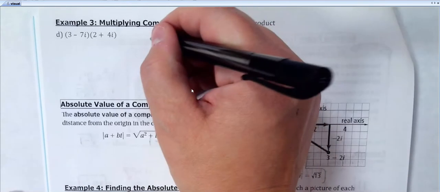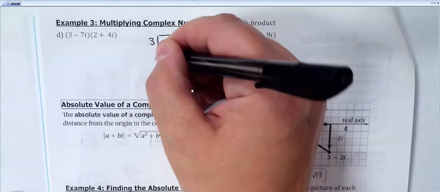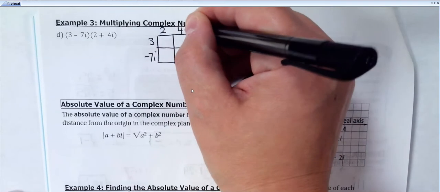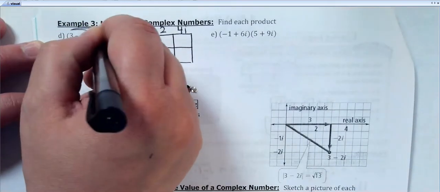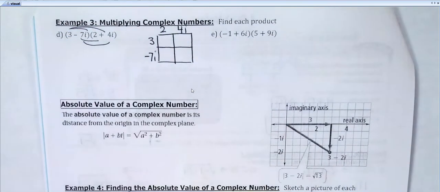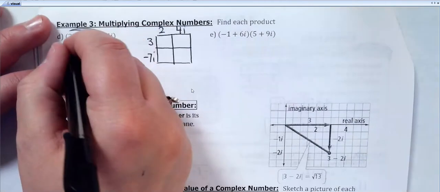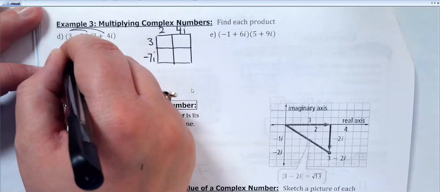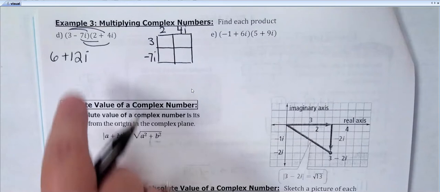I just put one of the complex numbers down the side, basically each term, if you're doing a box, and the other one across the top. So you could do it like that if you like the box. If you like a FOIL, you should get the same terms. I think of it as a double distributive property. I'm going to multiply both terms in that second set of parentheses by 3. So 3 times 2 is going to give you 6. 3 times 4i, just 3 times 4 is 12, and you put the i with it. And then I'm going to multiply both terms by negative 7i.